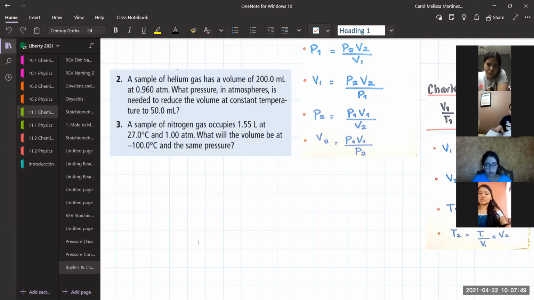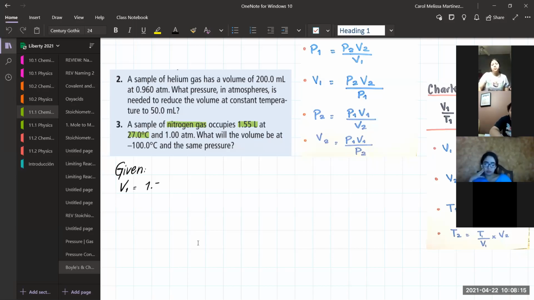Now, let's take a look at the givens in this problem. It says nitrogen gas, so we're talking about a gas, has 1.55 liters at 27 degrees Celsius. So in the givens, I have my initial volume, or volume 1, of 1.55 liters. The temperature at which I have that volume is 27 Celsius, and the pressure at that moment is 1 atm. Then comes the question: what will the volume be? That means they're asking me to find volume 2, the final volume.